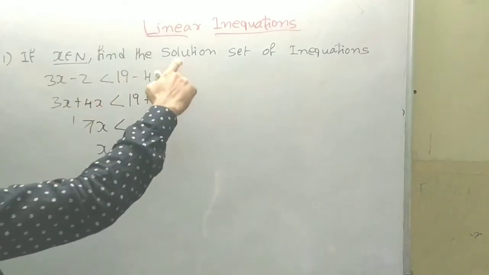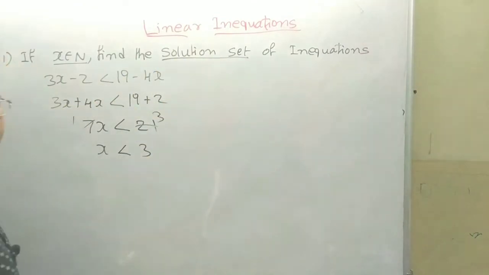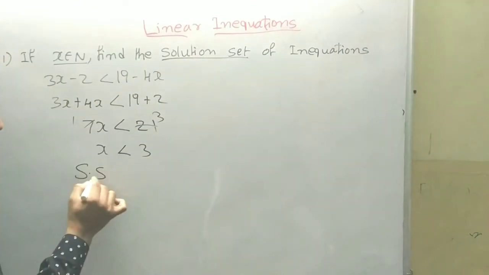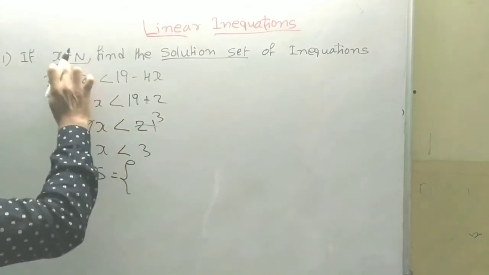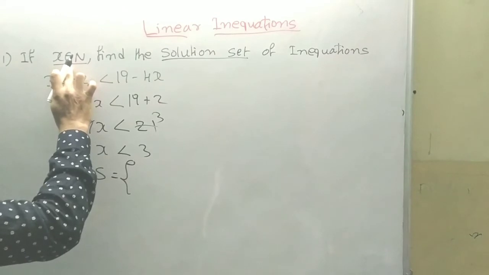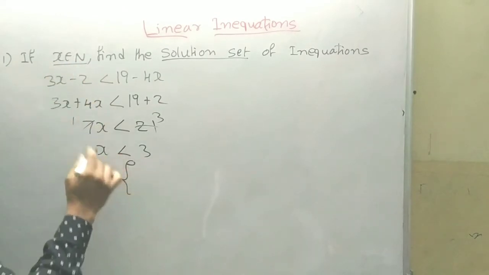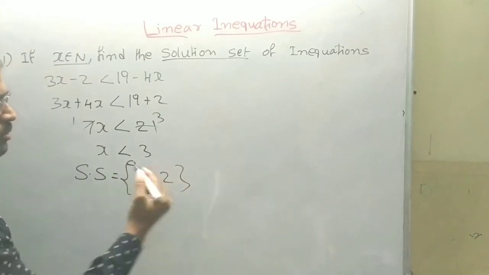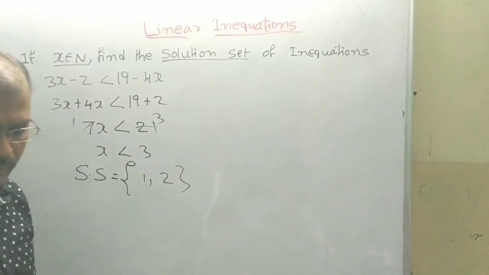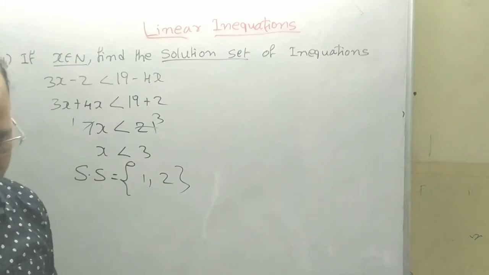Now what is our question? We have to find the solution set. So what is the solution set? x is less than 3, and x belongs to natural numbers. So what are the natural numbers less than 3? 1, 2. That's the answer. Now we'll go to the next question.